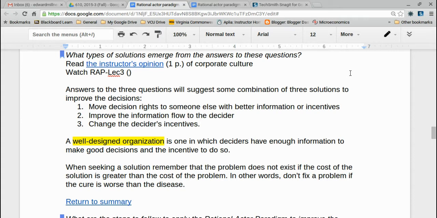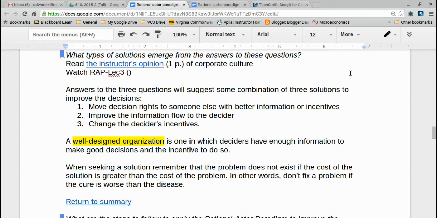Some combination of three solutions will typically emerge. The first possible solution is to move decision rights to someone else with better information or incentives. A second solution is to improve the information flow to the decider. If bad information is the problem and we can get that information to the decider, give them better information. The third possible solution is to change the decider's incentives. If the decider has an incentive to make a bad decision, well, can we give them an incentive to make a good decision?